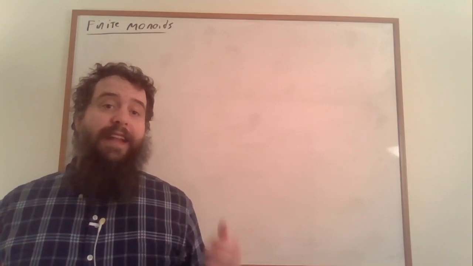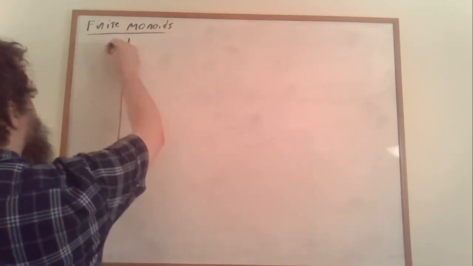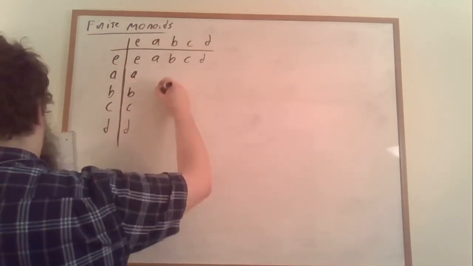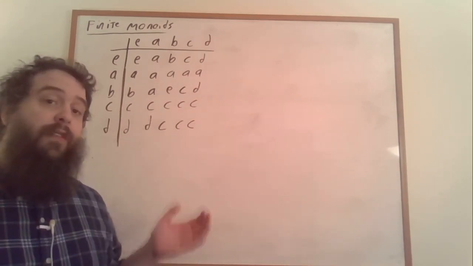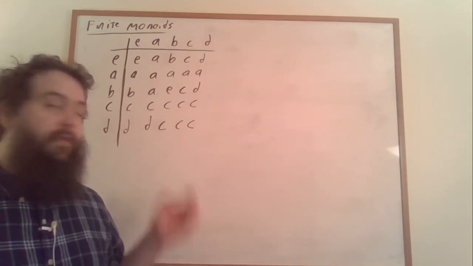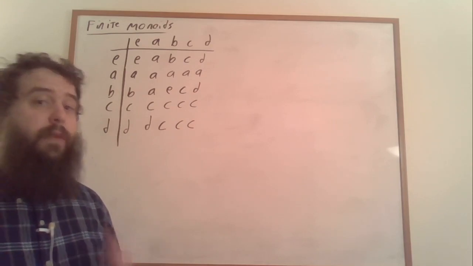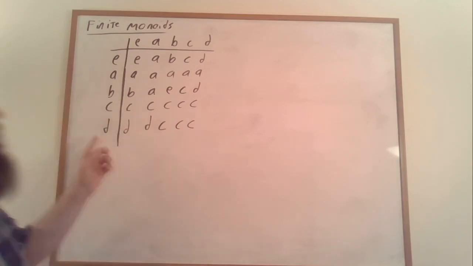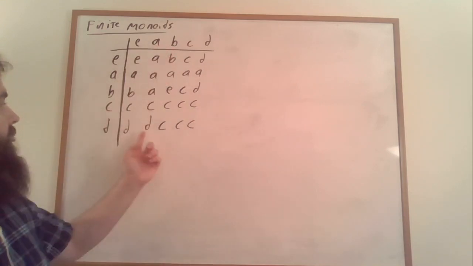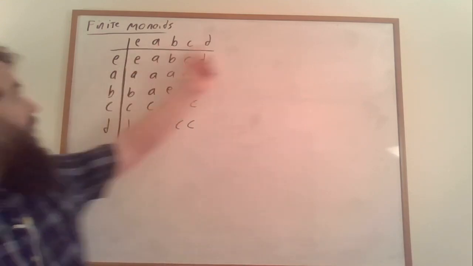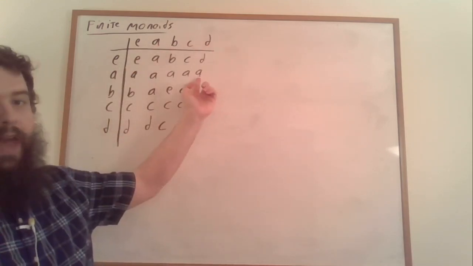Let's take a look at an example monoid. This here is the multiplication table for some 5-element monoid. This monoid happens to be non-commutative. For instance, d times a is equal to d, whereas a times d is equal to a.